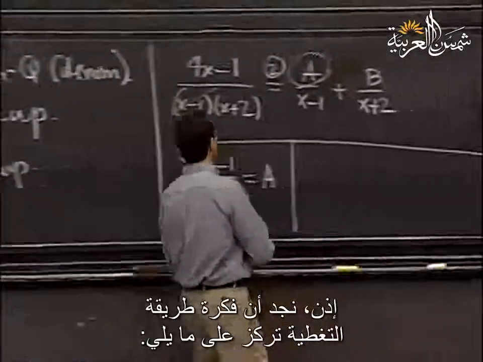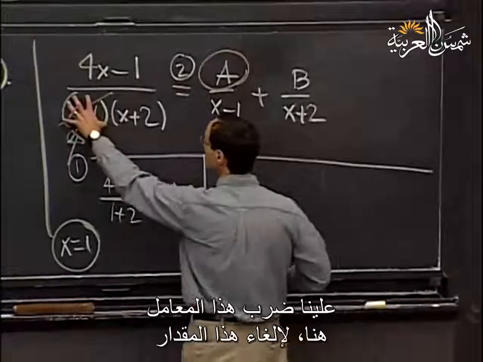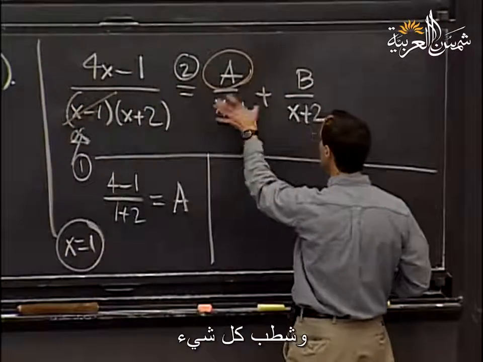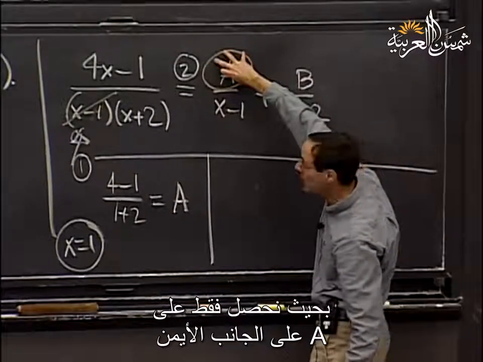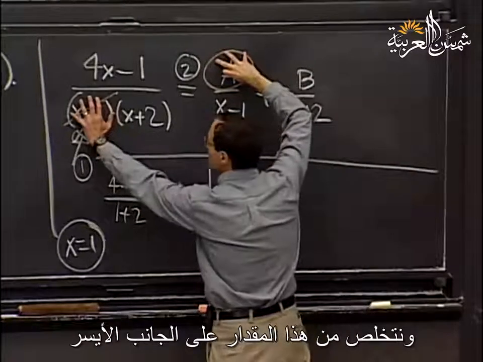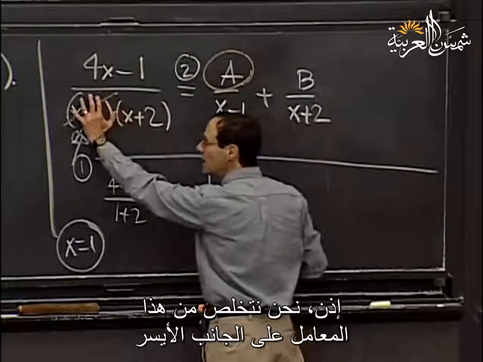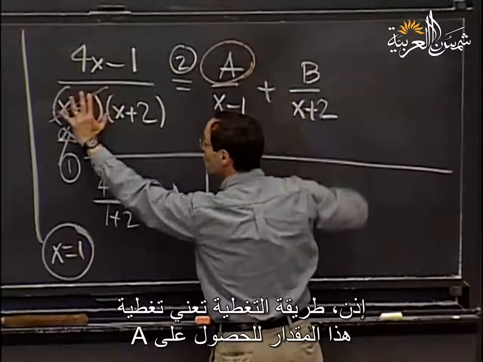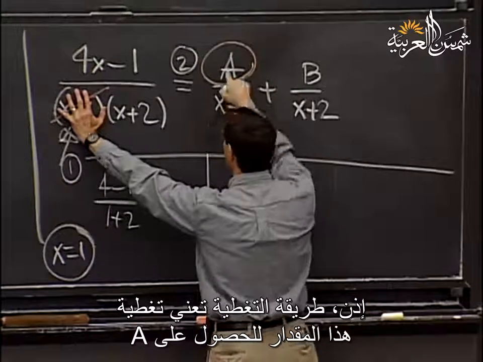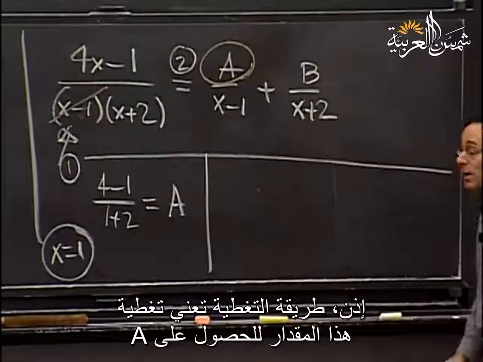So the cover-up method really amounts to the following thing. I'm thinking of multiplying this over here. It cancels this, and it gets rid of everything else. And it just leaves me with a on the right-hand side, and I have to get rid of it on this side. So in other words, by eliminating this, I am isolating a on the right-hand side. So the cover-up is that I'm covering this and getting a out of it.